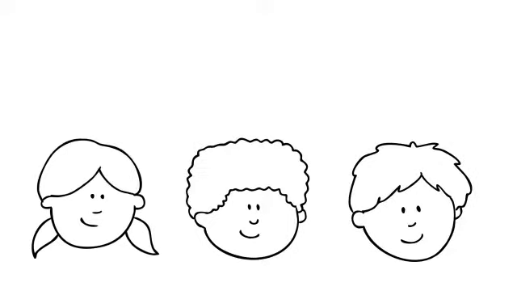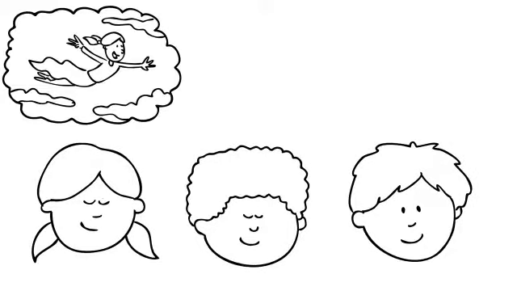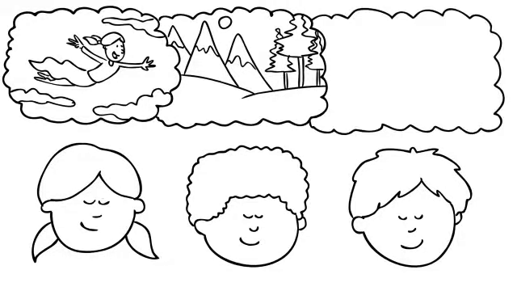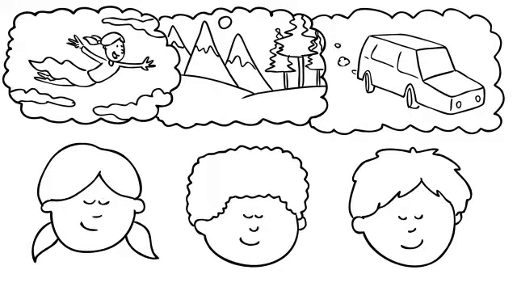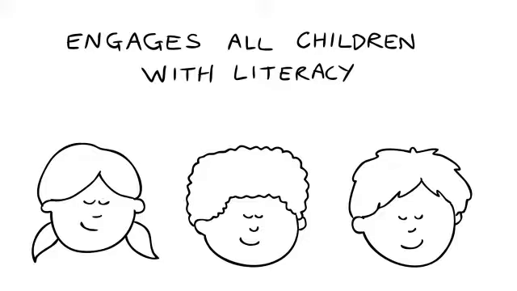Why? In order to have high-quality writing, first you need high-quality speaking and listening. And in order to have high-quality speaking and listening, you first need something for the children to talk about. Images and words that inspire their imagination. As there is no text barrier with oral storytelling, it's a great way to level the playing field and engage all children with literacy.